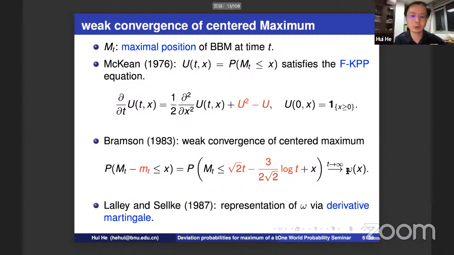And I think it's also mentioned in Bastien's talk that Mallein and Xu showed that this distribution function could be represented by the limit of the derivative martingale. In fact, in his talk, he mainly considered the tail behaviors of the limit of the derivative martingale. However, in my talk, I will mainly consider this probability. Okay, so I shall turn to my interest.